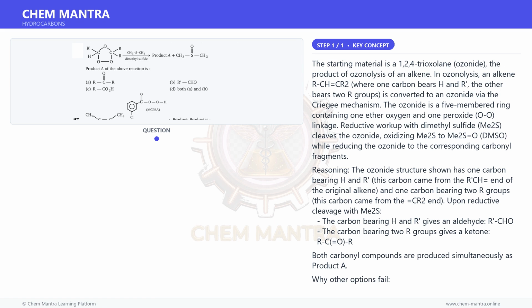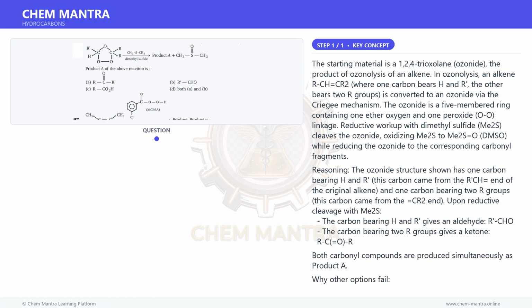Reductive workup with dimethyl sulfide, Me2S, cleaves the ozonide, oxidizing Me2S to Me2S=O, DMSO, while reducing the ozonide to the corresponding carbonyl fragments. Reasoning: the ozonide structure shown has one carbon bearing H and R. This carbon came from the RCH= end of the original alkene, and one carbon bearing two R groups. This carbon came from the =CR2 end.